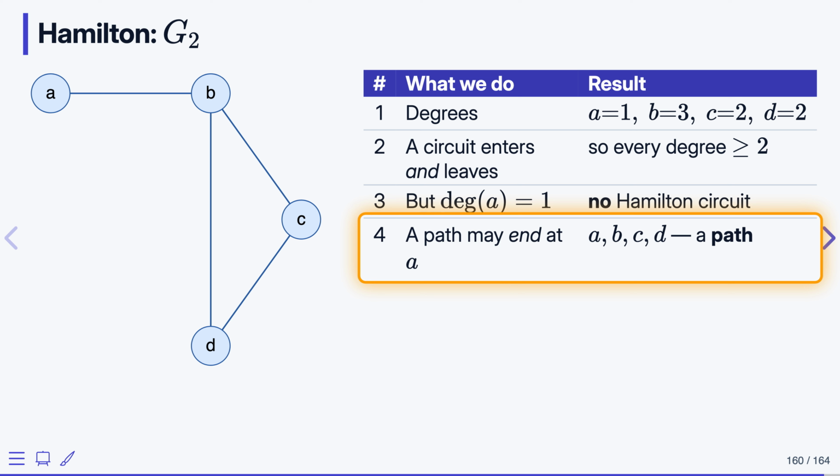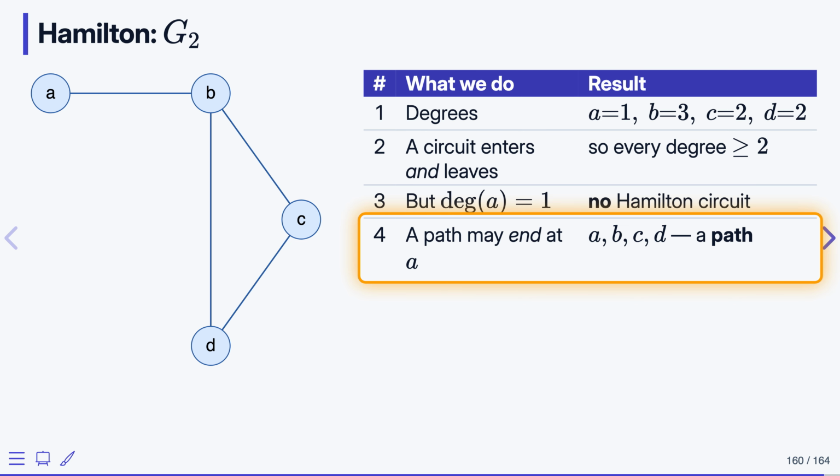Step 4, a path is different. A path has 2 ends and an end vertex is only entered, never left. So A may be an end. Try A, B, C, D, all 4 vertices each once. That is a Hamilton path.